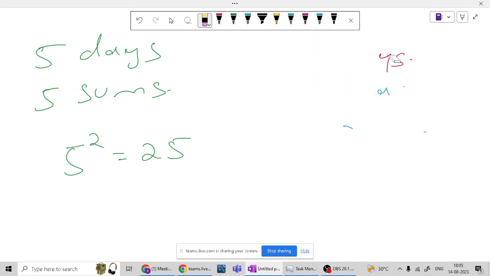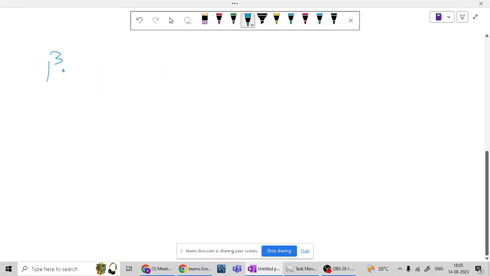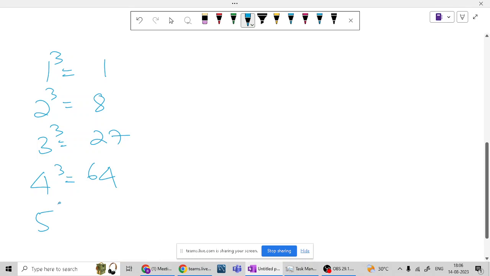Fine. Now next, you don't have to take this down, it was just for example. Now we'll start from 1 cube. 1 cube is always 1. What is 2 cube? 8. 3 cube? 3 into 3 into 3, that is 27. 4 cube? 64. The 5 cube is 125.